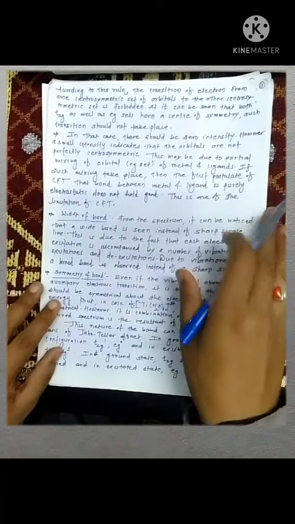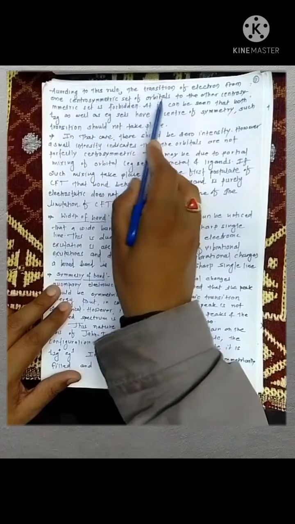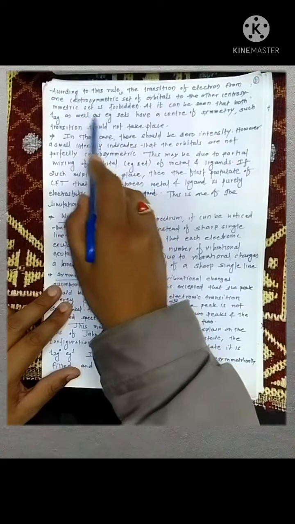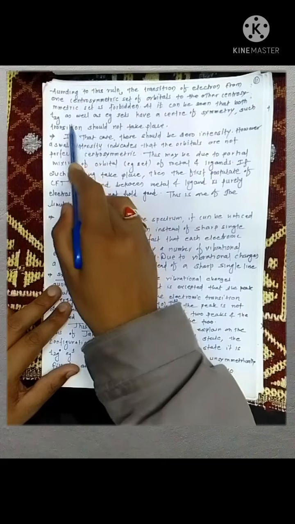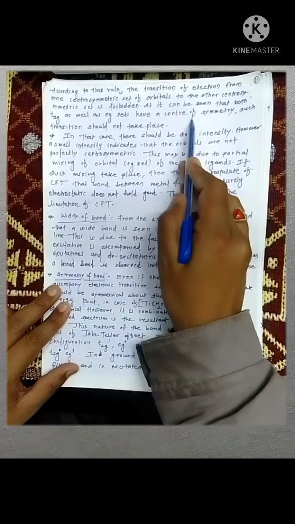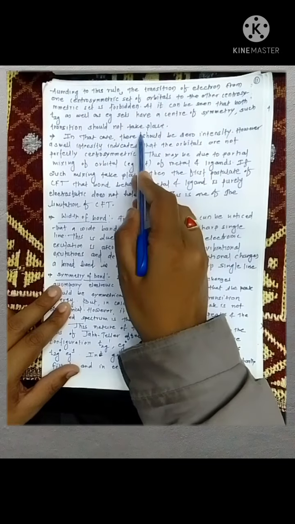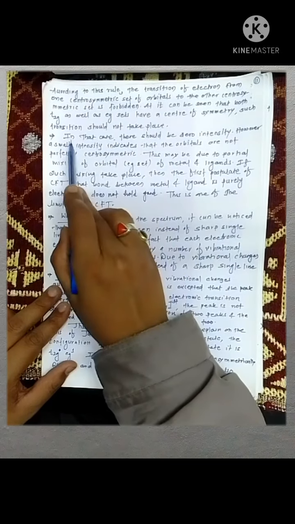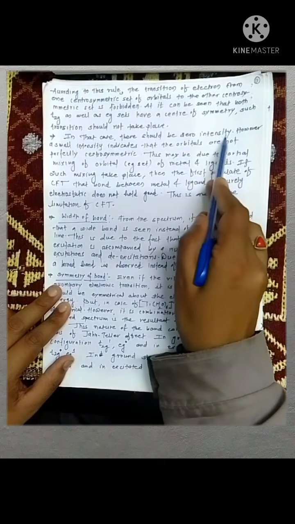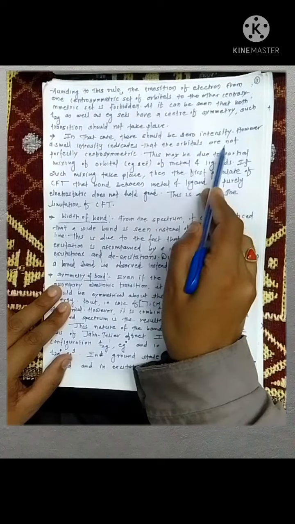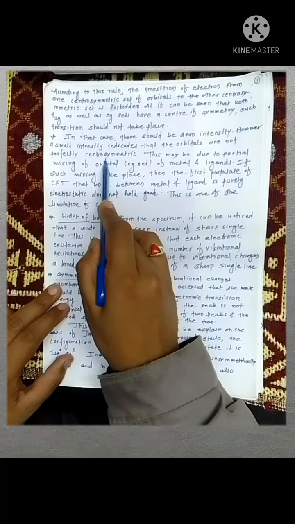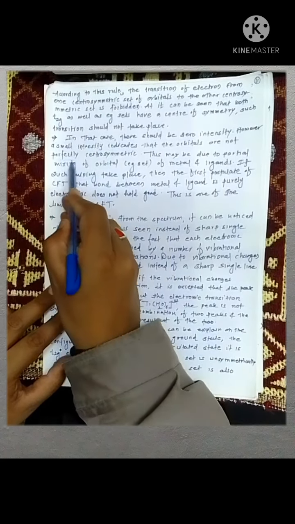According to this rule, the transition of an electron from one centrosymmetric set of orbitals to another centrosymmetric set of orbitals is forbidden, as it can be seen that both the t2g as well as the eg set have a center of symmetry. Such a transition should not take place. In that case, there should be zero intensity. However, a small intensity indicates that the orbitals are not perfectly centrosymmetric. This is very important.